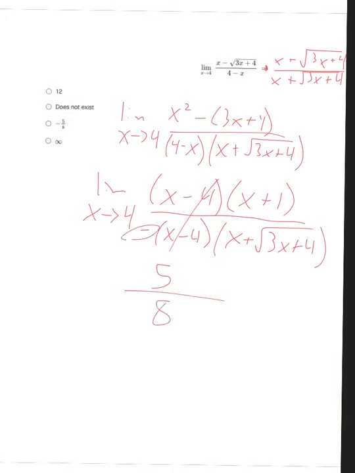And, almost forgot my negative. Negative 8. So that's the answer there.